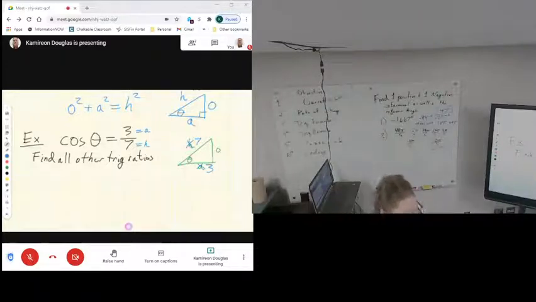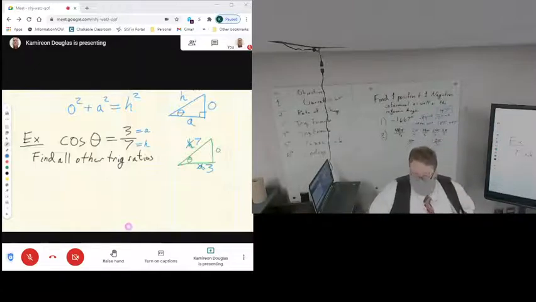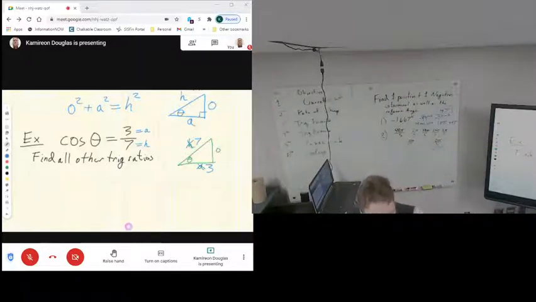At any point in time, I could start doing the trig ratios. Don't fool yourself. You could start right now. The issue is, I don't know what one of the sides is. So doing the trig ratios just means I get stuck very quickly.